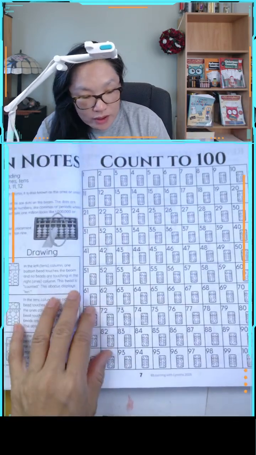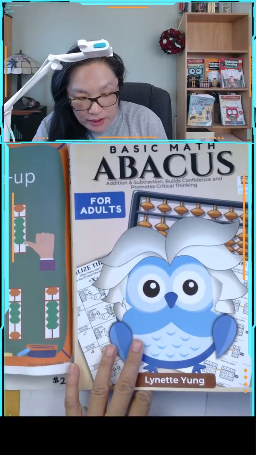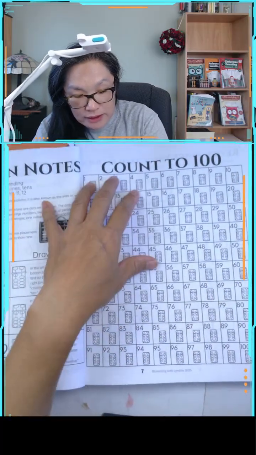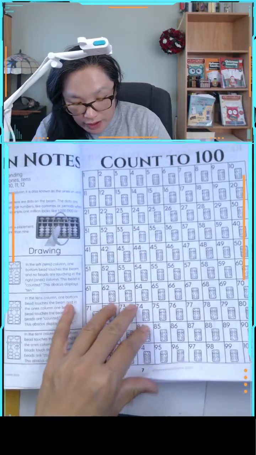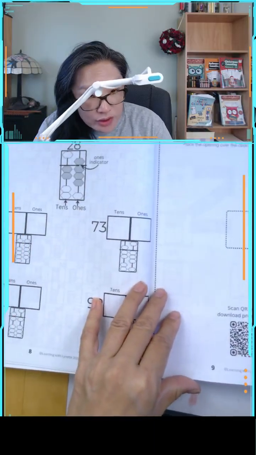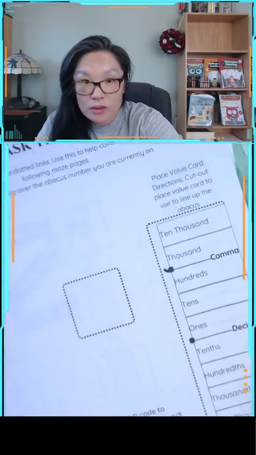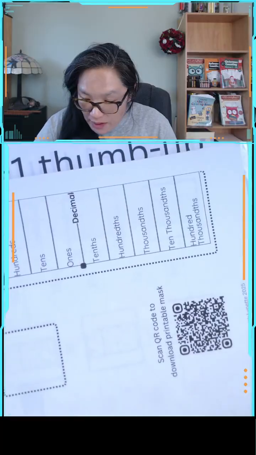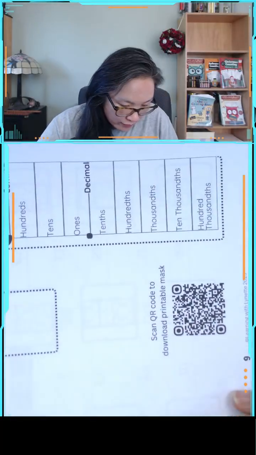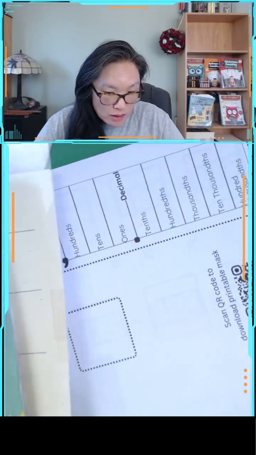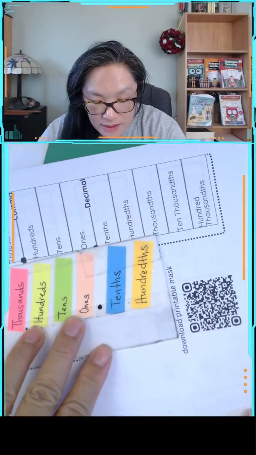We're going to continue on. In this book, the Introduction to Abacus for Adults, there's counting from 0 to 100. And then I explain how to do the tens place. And again, I give you the maze. This here is my place card holder. This place card holder is supposed to mimic what I have here, for those of you that are wondering. Just like this, my place card holder.